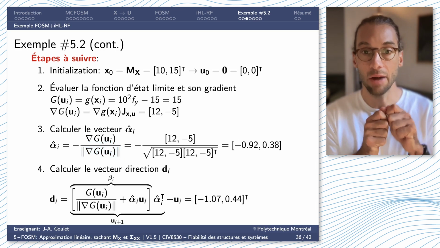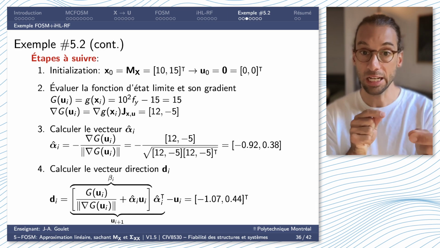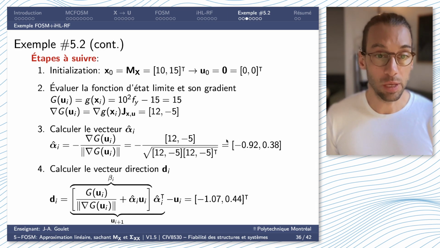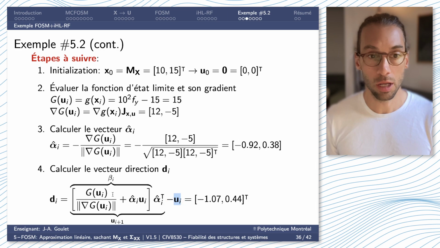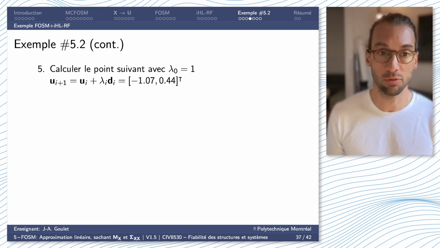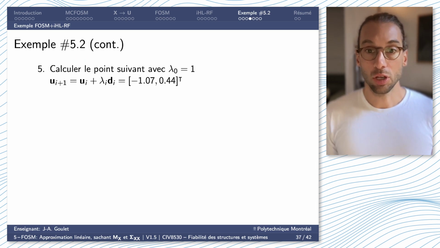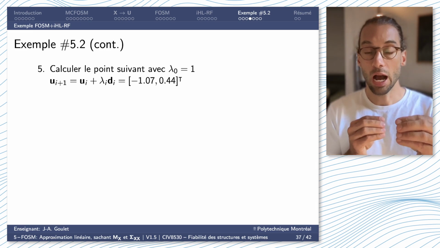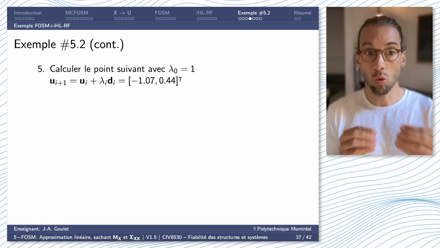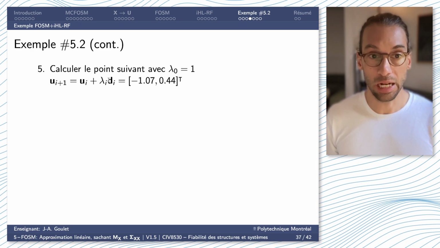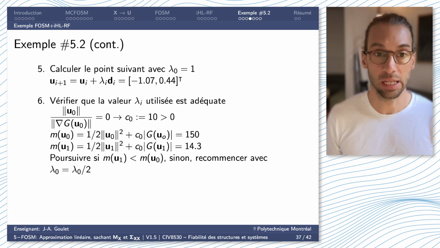I can compute my direction in which I want to search for my next point u2 as being beta times alpha minus the current point. The current point is 0. So beta i is going to be that calculation times alpha that I already have here. If I evaluate that direction of search, it's going to be minus 1.07 and 0.44. Then I'm going to evaluate what should be the next point. u0 is 0. u1 is going to be u0, so 0 plus lambda. We're going to start with lambda 0 equal to 1 times my direction of search. Same thing as I had before.